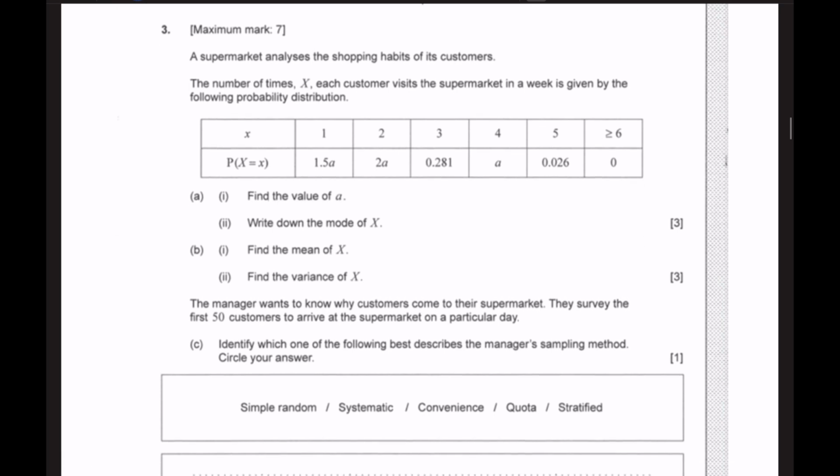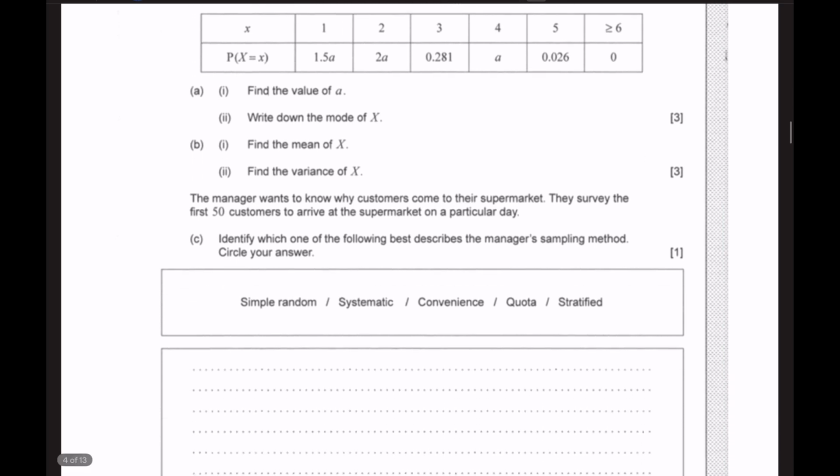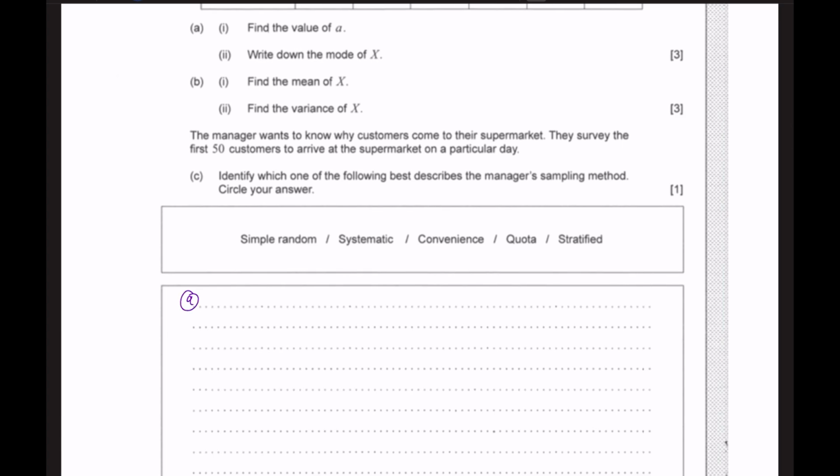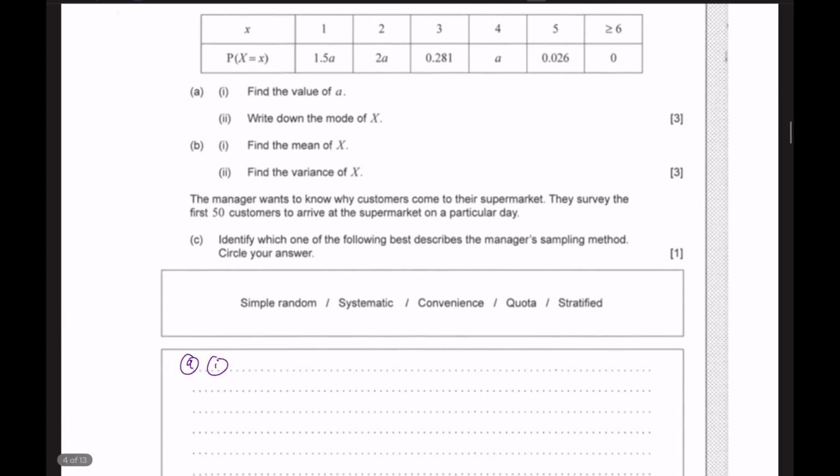Now moving on to question 3. A supermarket analyzes shopping habits of its customers. So the number of times X each customer visits the supermarket in a week is given by the distribution. Okay, so first we have to find the value of A. For this one, we just have to add up all the probabilities and equate it to 1.